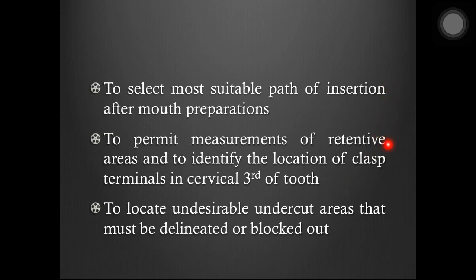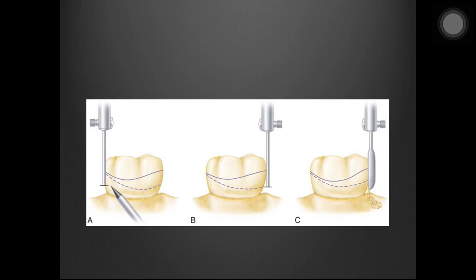Now you understand that on the master cast you cannot make further changes in the patient's mouth. All the changes have to be introduced in the cast partial denture that you are providing to the patient. Another purpose is to locate undesirable undercut areas that must be delineated or blocked out. Here you can see that an undercut has been identified, and when the amount of this undercut is too much, then some of the part is scraped from the cast.